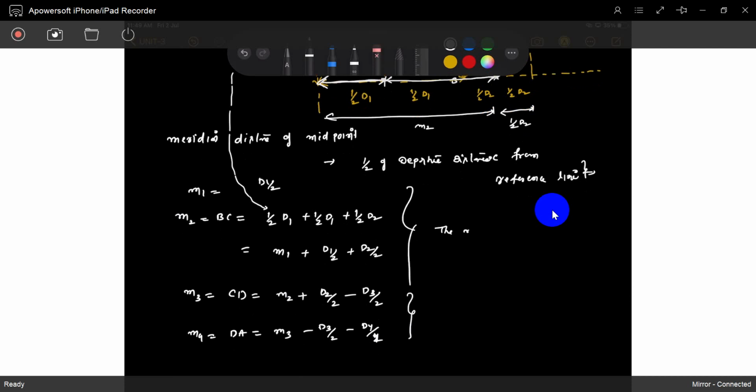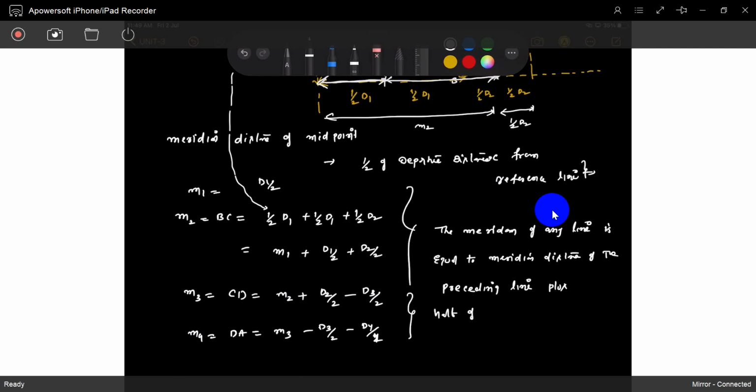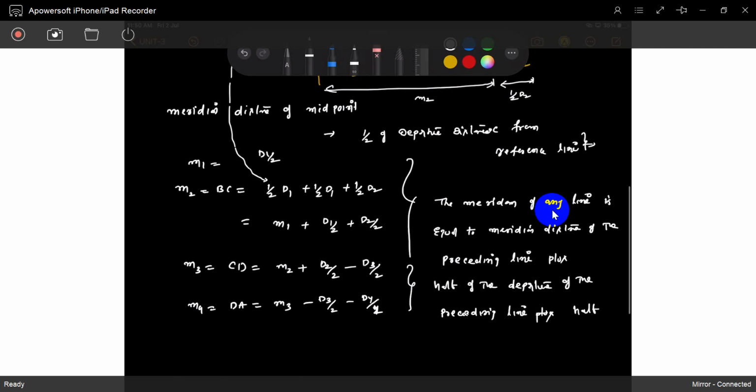I will write like this. The meridian distance of any line is equal to the meridian distance of the preceding line plus half of the departure of the preceding line plus half the departure of the line itself. Can you write it?